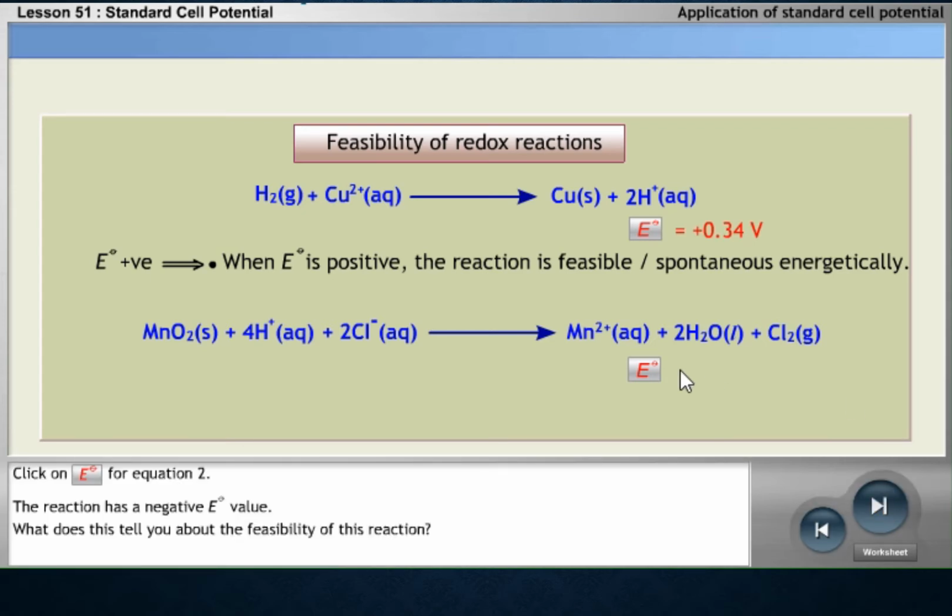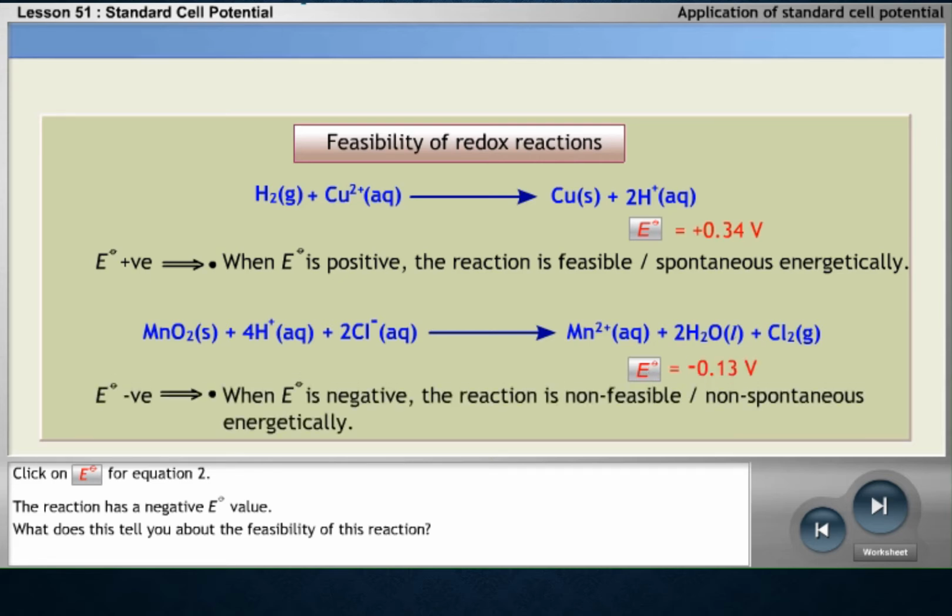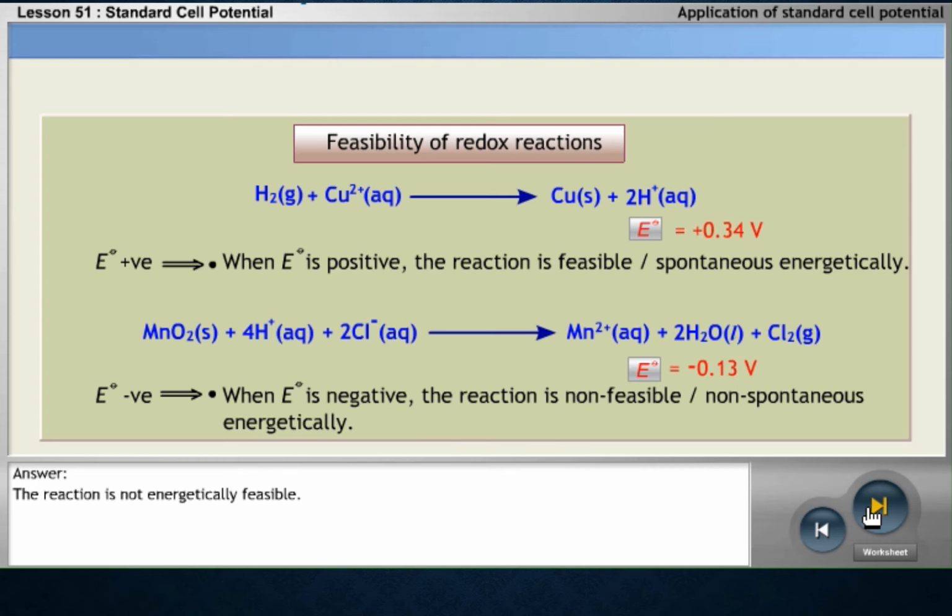Now look at another example. For the second equation, E naught is negative 0.13 volt. When E naught is negative, the reaction is non-feasible or non-spontaneous energetically. What does this tell you about the feasibility of this reaction? The reaction is not energetically feasible.